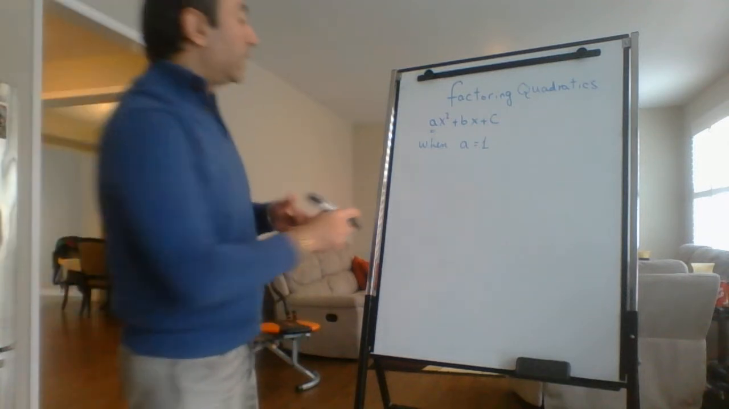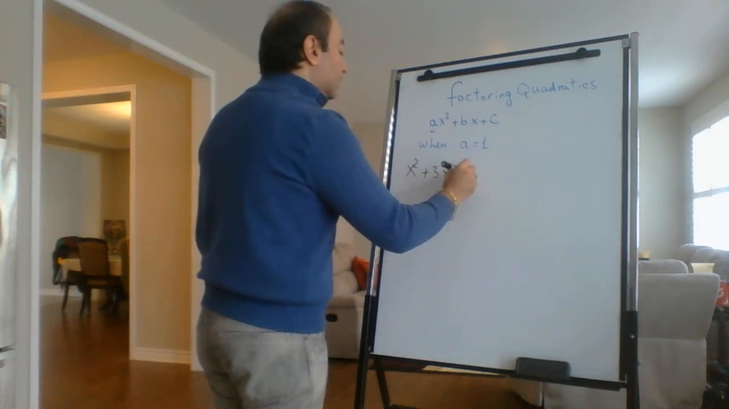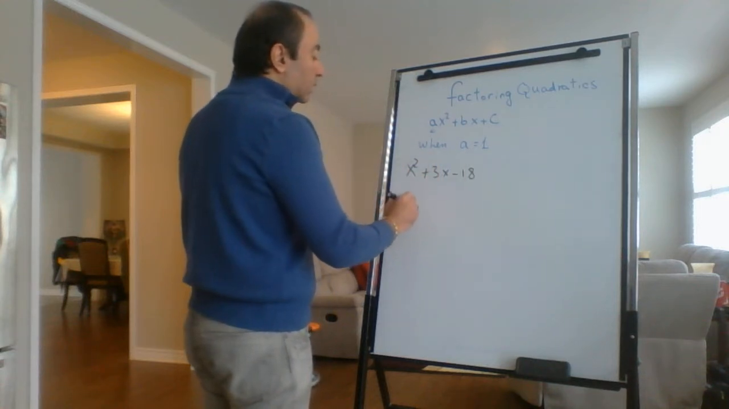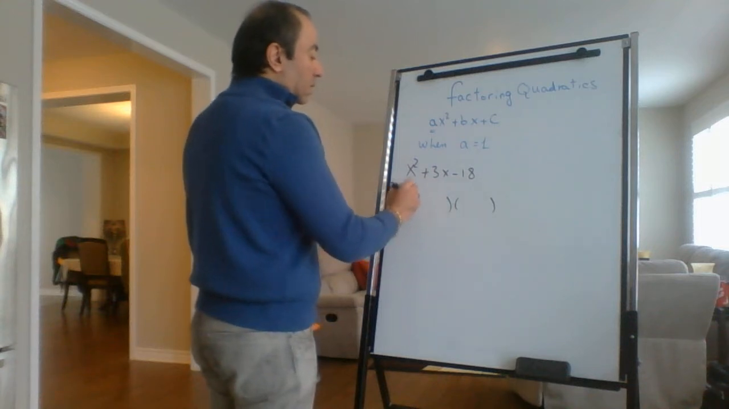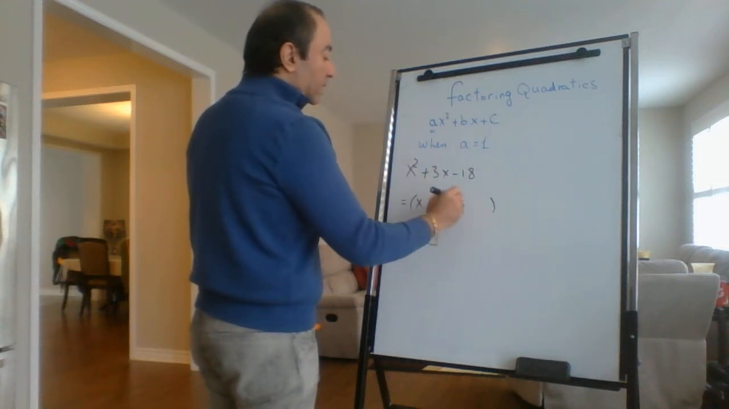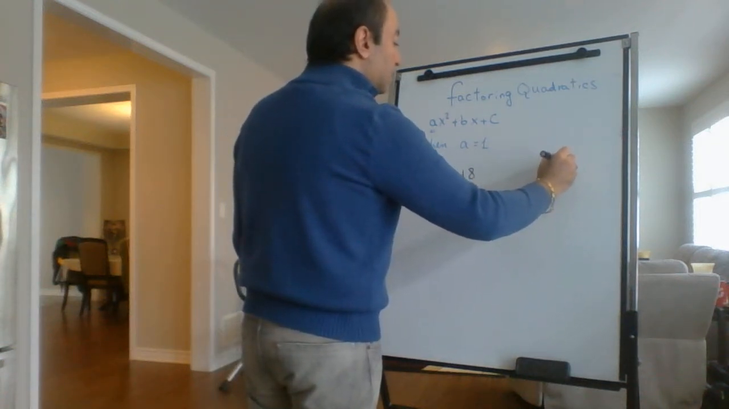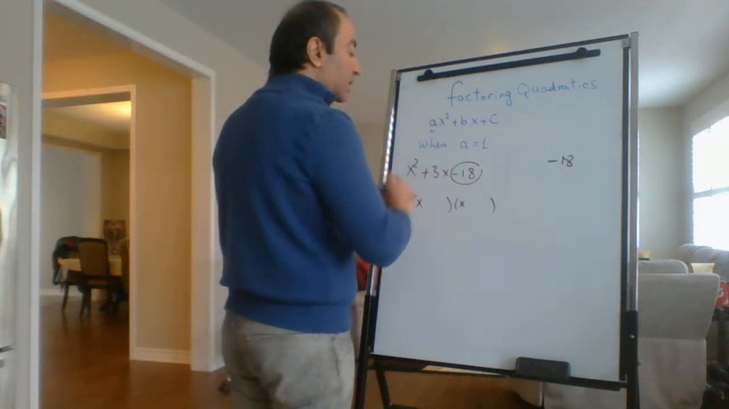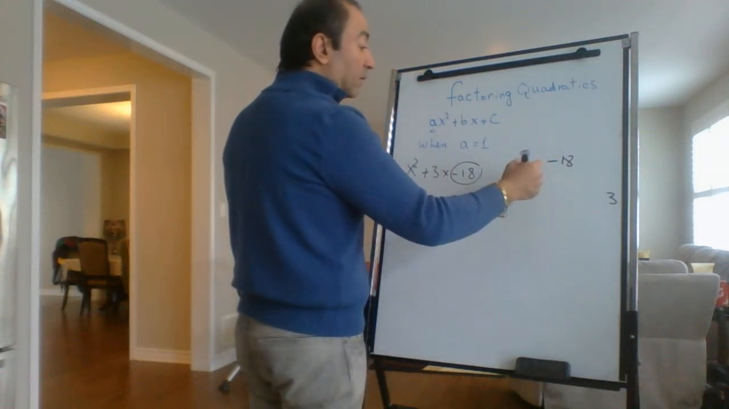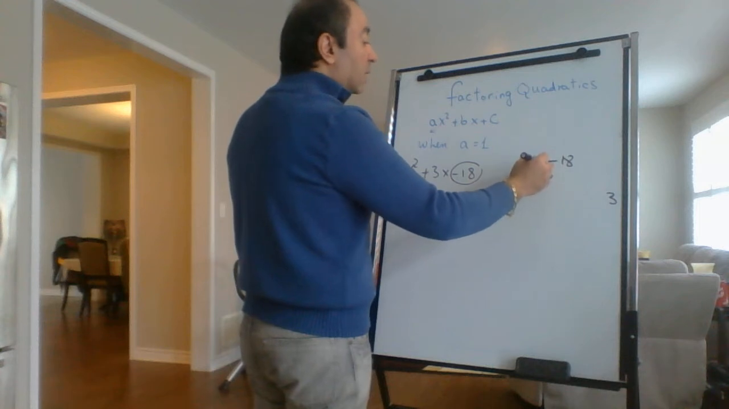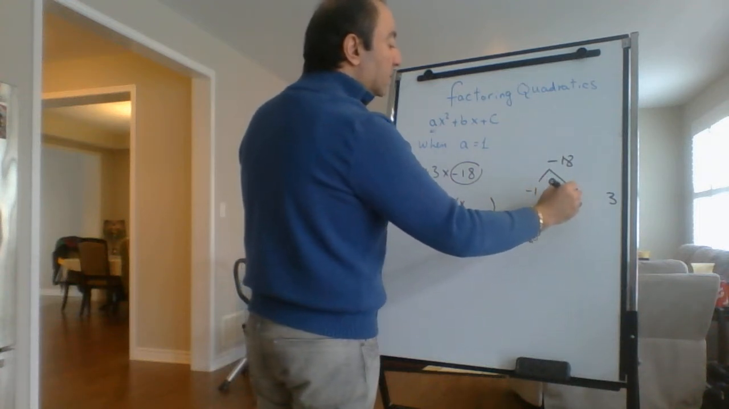Example 2: x squared plus 3x minus 18. We need to think, again, open two brackets. x squared is x and x. We need to think of two numbers multiplied to negative 18, because we take c with its sign, and at the same time add to 3. If you cannot find it right away, find all the factors. Negative 1 and positive 18.